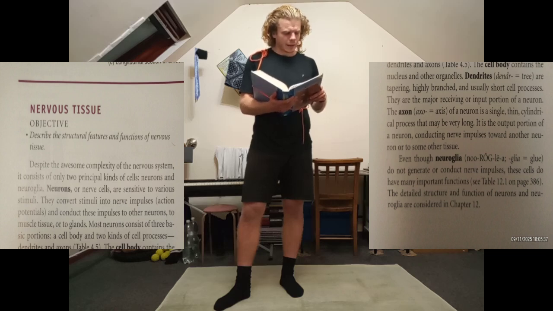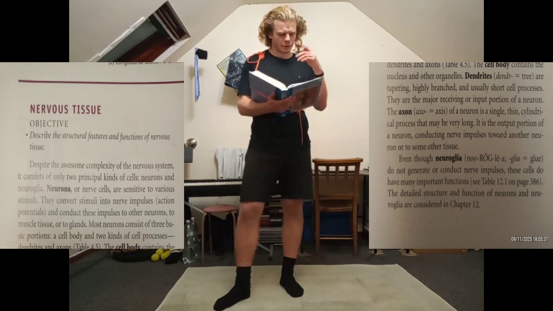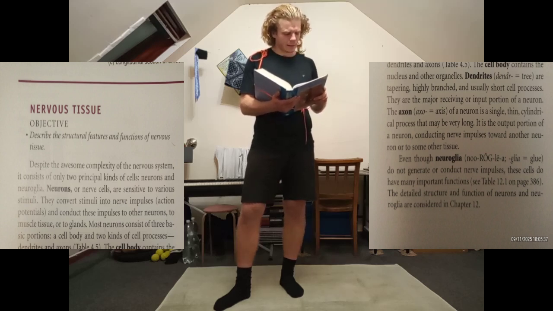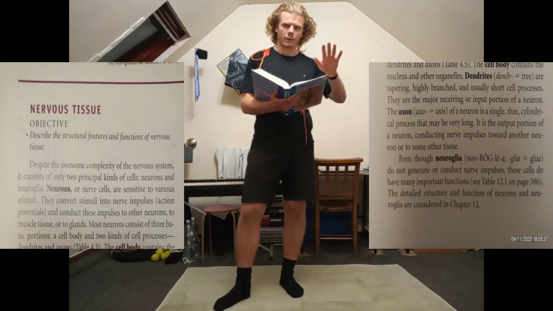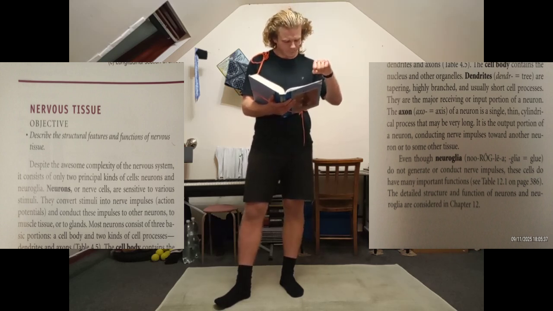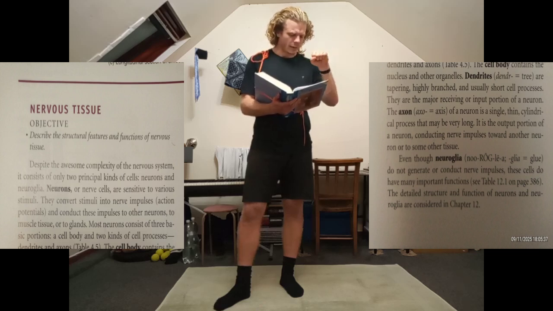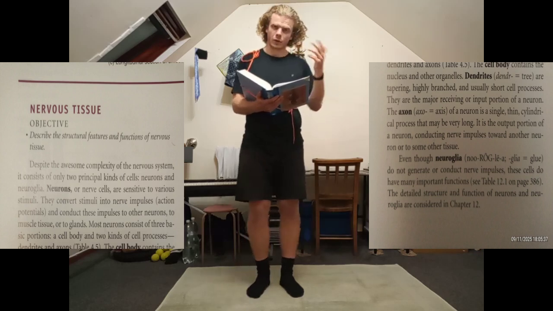They have 3 basic portions: the cell body and the 2 kinds of cell process, the axon and the dendrites. In the cell body there is the nucleus and other organelles. They have a cell body with a nucleus inside and also other organelles.